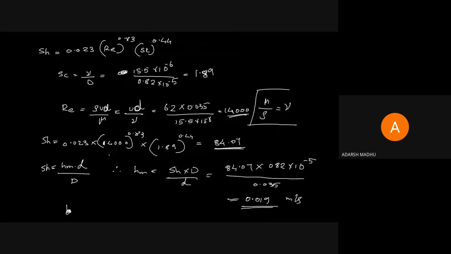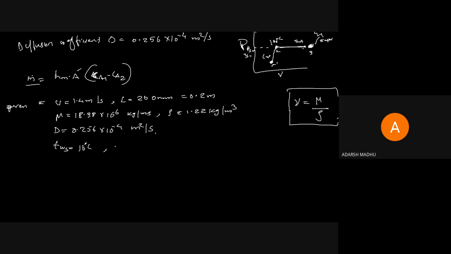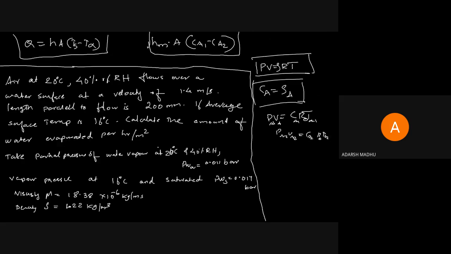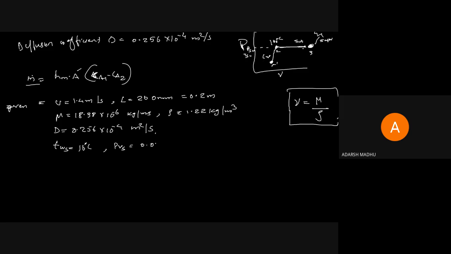At that time the pressure PWS is given as 0.017 bar. You want to convert this value into SI units. 16 degrees Celsius is to be converted to Kelvin, and this value into Pascal or Newton per meter square: 0.017 into 10 power 5 Newton per meter square. Multiplying by 10 power 5 converts bar to Pascal.